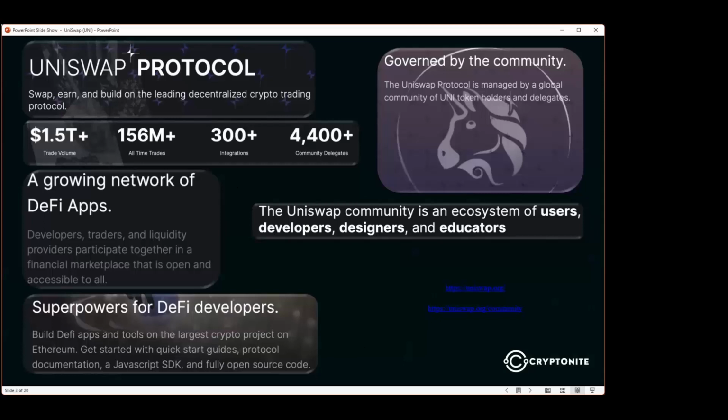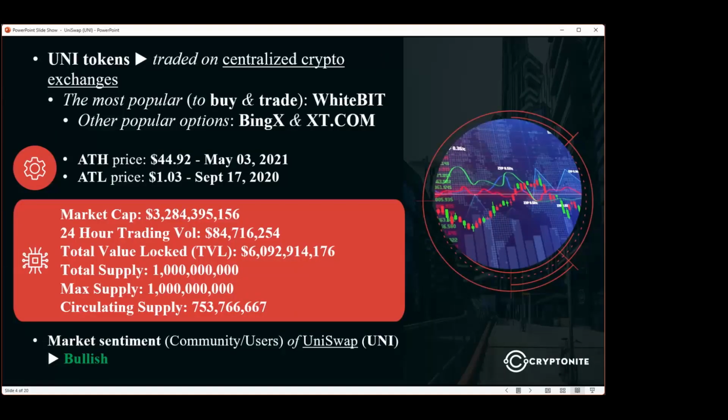They have over 156 million trades, the all-time trades. They have more than 300 integrations, and they have over 4,400 community delegates. The UNI token is very easy to buy on most exchanges. The all-time high of the price was almost $45 back in May 2021. The all-time low was $1.03 back in September 2020. They have a market cap of 3.2 billion.